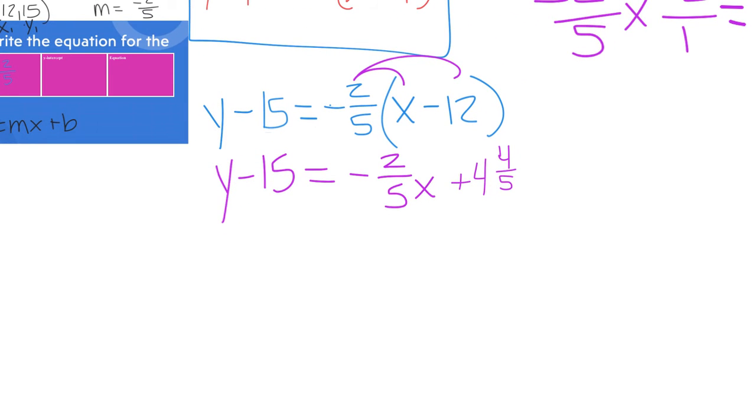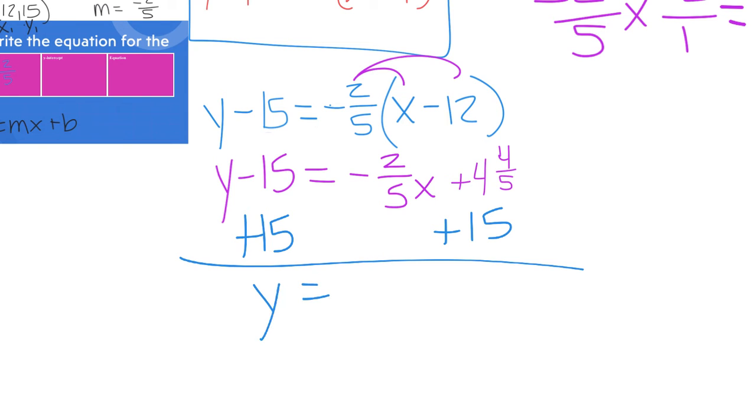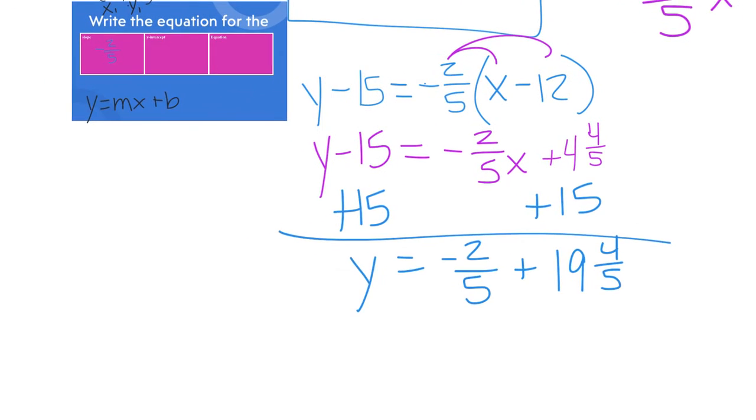We still need to get rid of this 15, so now I have to add 15 to both sides. Now, thankfully, we're not dealing with too many negatives right there when we're adding that 15, right? So just 15 plus 4 gives me 19 4/5. And this is my final equation. I know it's a lot of writing, right? But this is my actual equation.